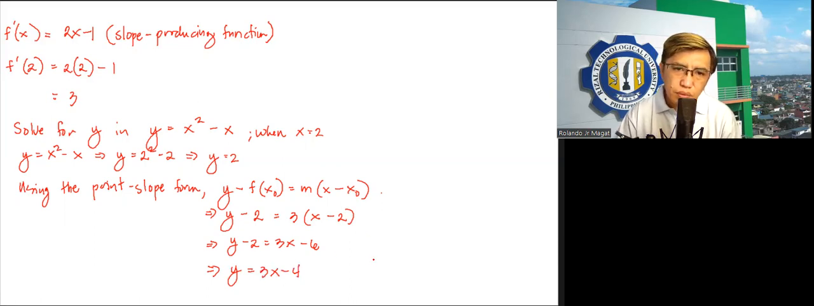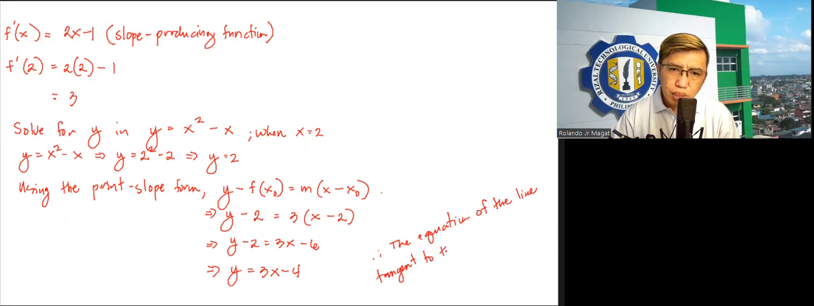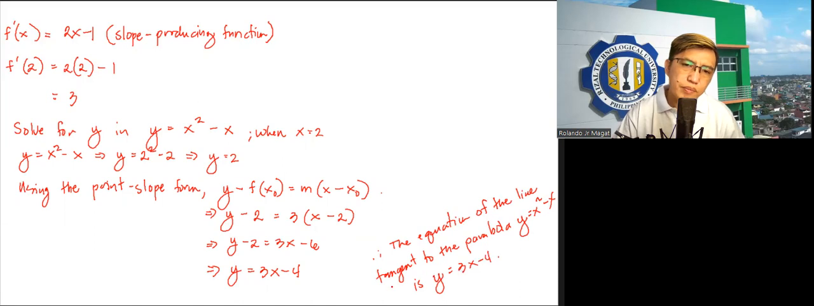Okay, therefore, the equation of the line tangent to the parabola y is equal to x squared minus x is y is equal to 3x minus 4.